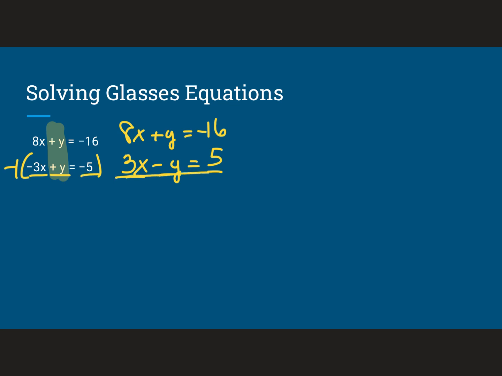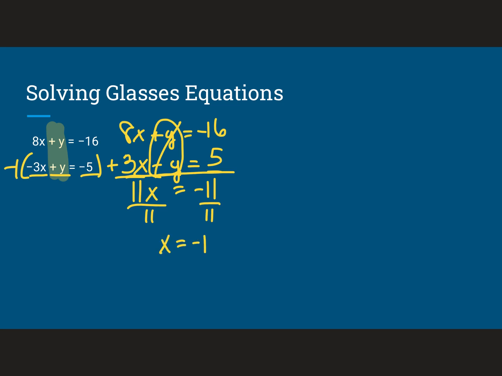Okay, so now we're going to add these. 8x plus 3x is 11x. My y's are going to cancel. -16 plus 5 is -11. Divide both sides by 11. I get x equals -1.